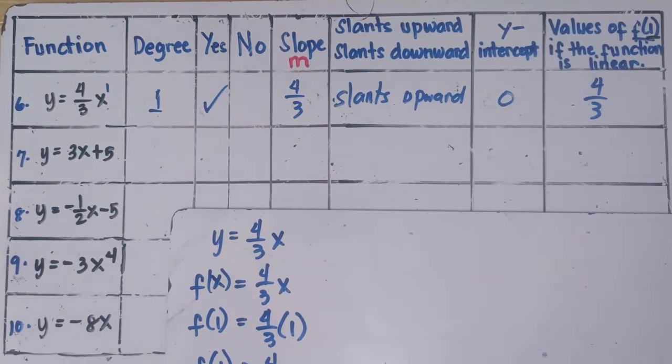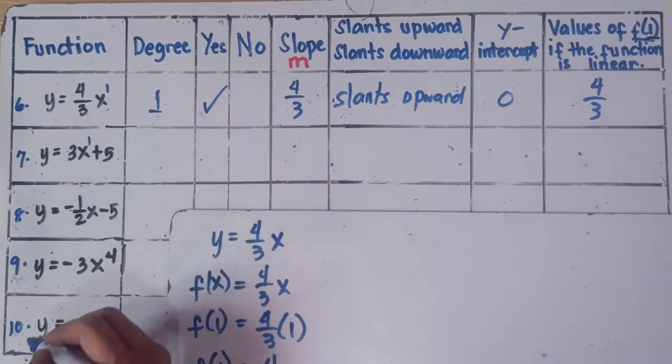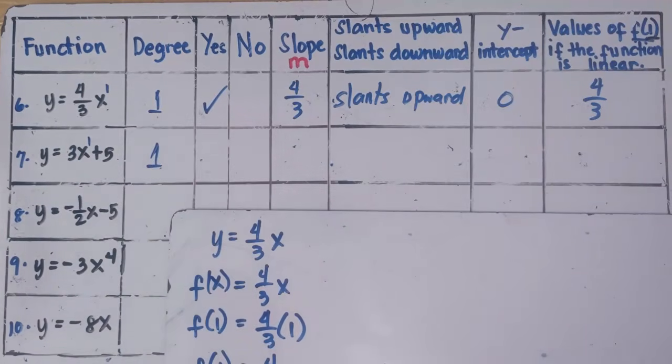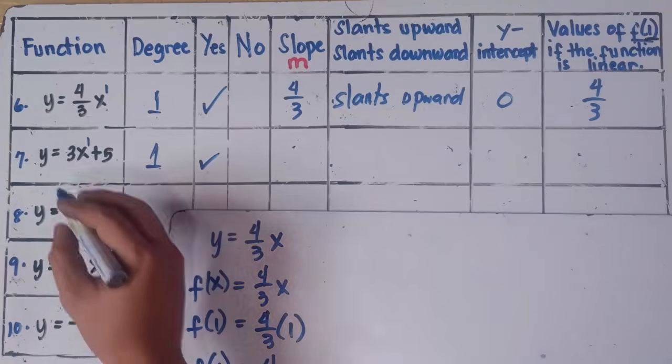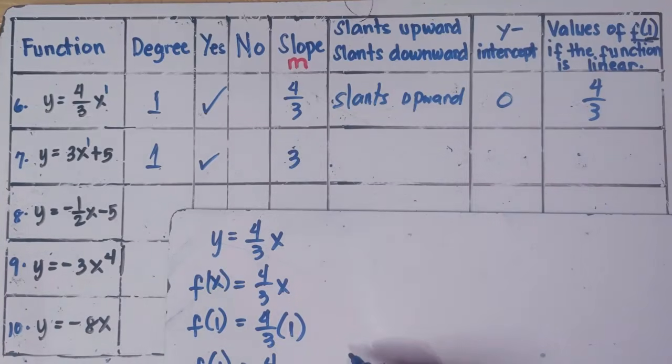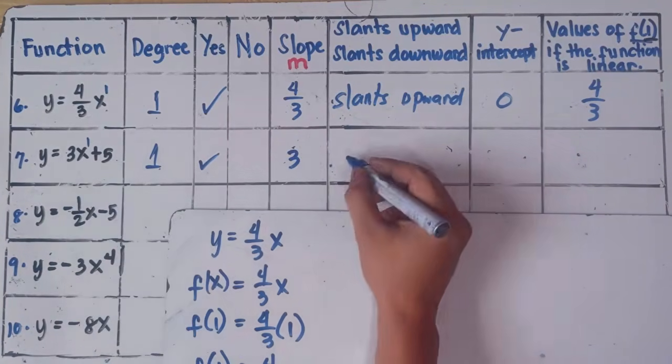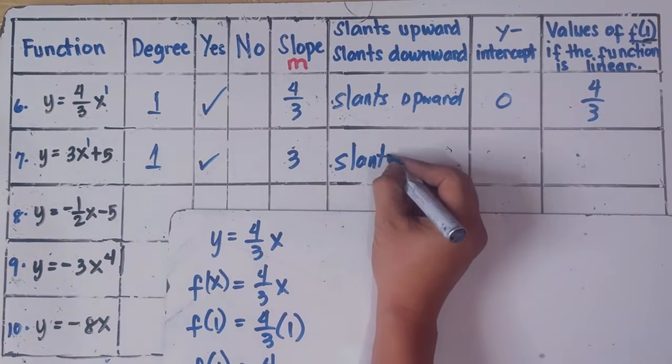Number 7. Y equals 3x plus 5. So the degree of x, or the exponent of x, that would be 1. So the degree or the exponent, that would be positive 1. Is this a linear function? Yup, this is a linear function. The slope is positive 3. So we have a positive slope, therefore it slants upward.